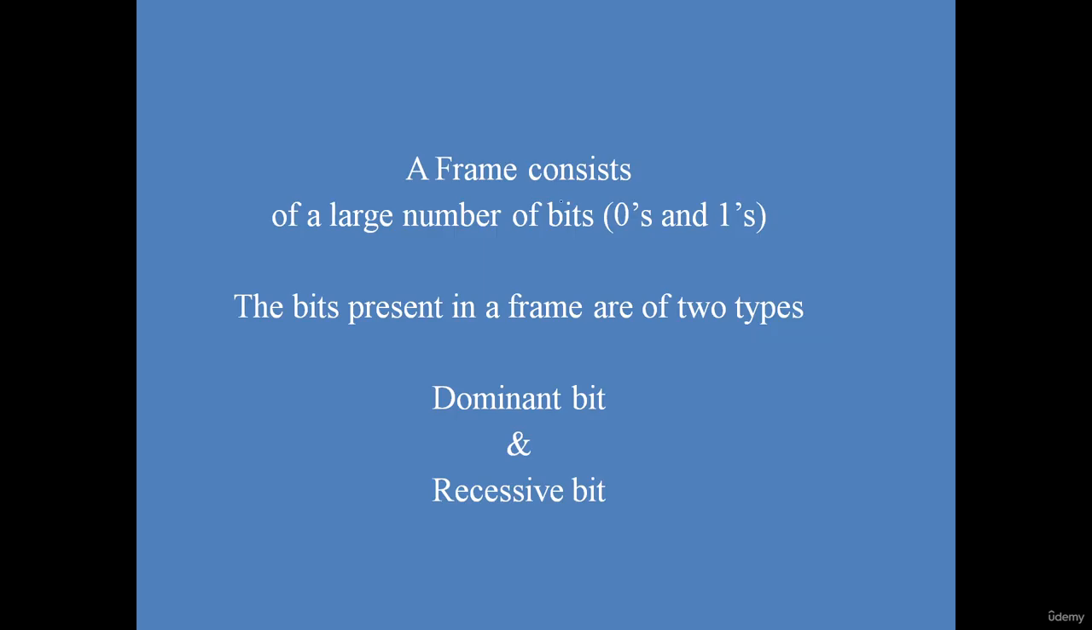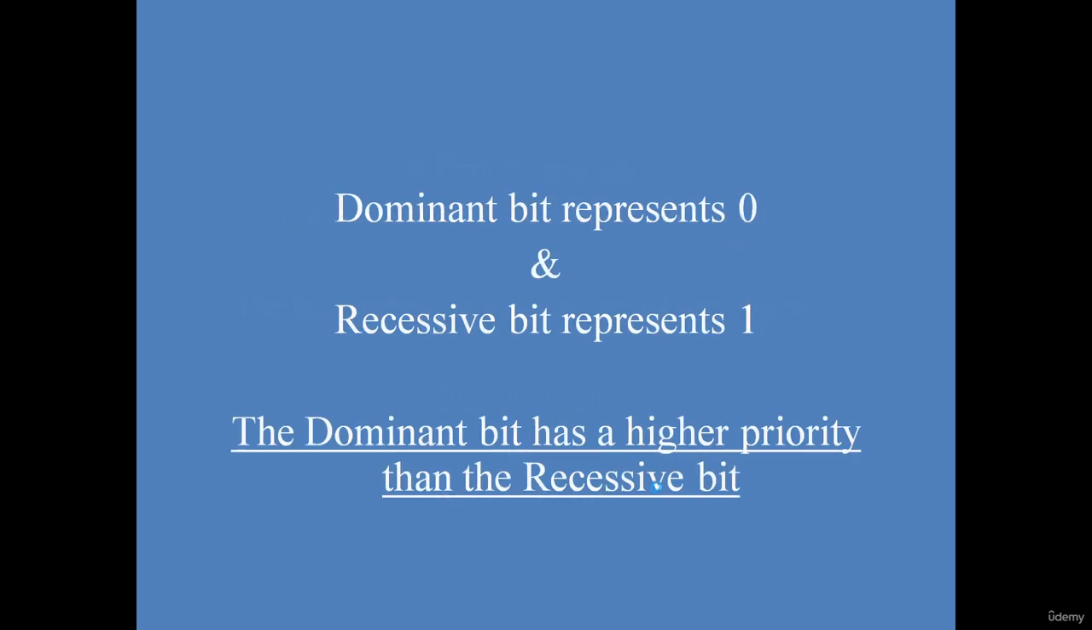Now, a frame consists of a large number of bits. It would be mostly zeros and ones. So the bits present in a frame are of two types. A bit can be 0, it can be 1, no way in between. So we have something called a dominant bit and a recessive bit. The dominant bit is represented by 0 and the recessive bit is represented by 1. Whenever we say 0, it means it is a dominant bit, and whenever we say 1, it means it is a recessive bit in case of CAN.